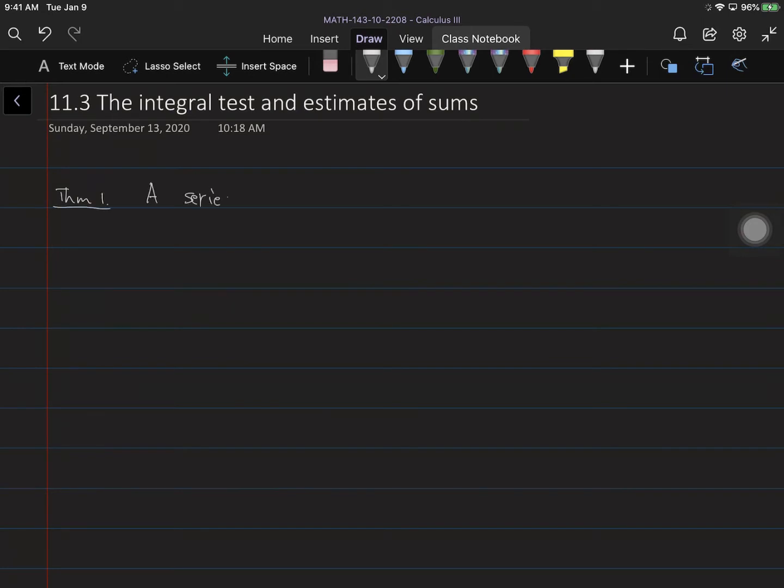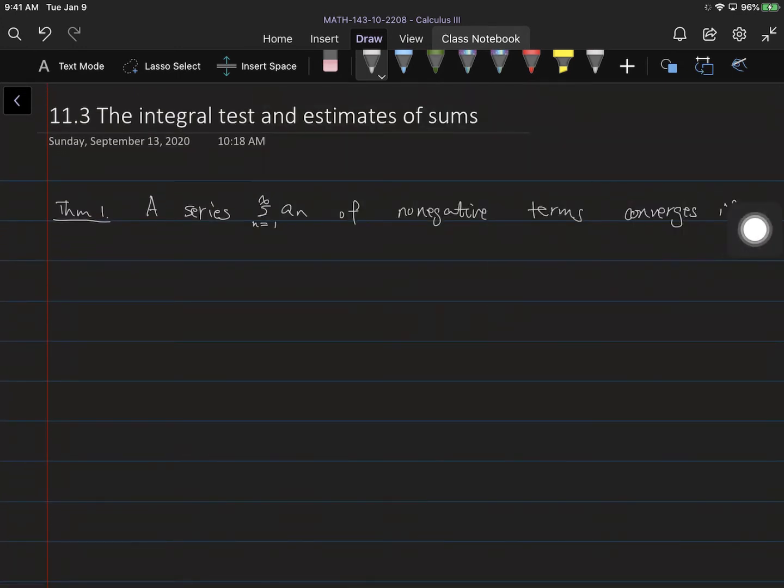A series a_n of non-negative terms converges if and only if its partial sums S_n, we did the definition in the last section, are bounded from above.